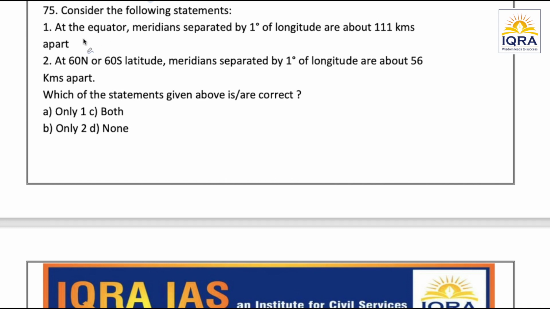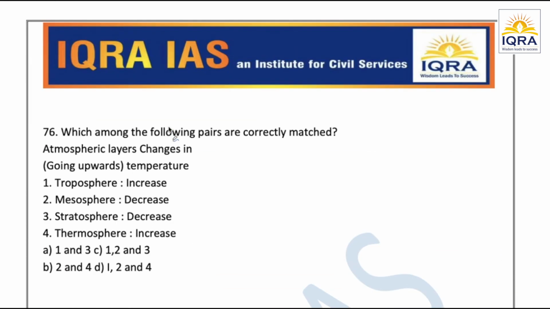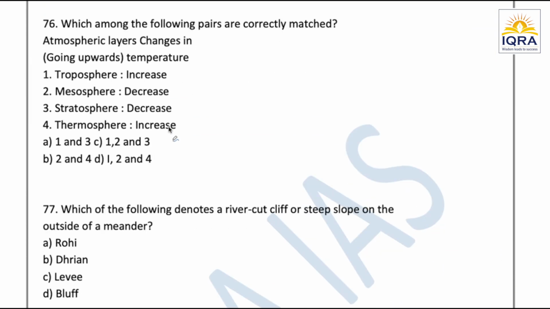Consider the following statements. At the equator, meridians separated by 1 degree of longitude are about 111 kilometers apart. Yes, they are 111 kilometers apart. Second statement: at 60 degrees north or 60 degrees south latitude, meridians separated by 1 degree of longitude are about 56 kilometers apart. Yes, again, so both the statements are correct. Hence, our answer for this question is C. Both statements are correct. Moving on to the next question, question number 76.